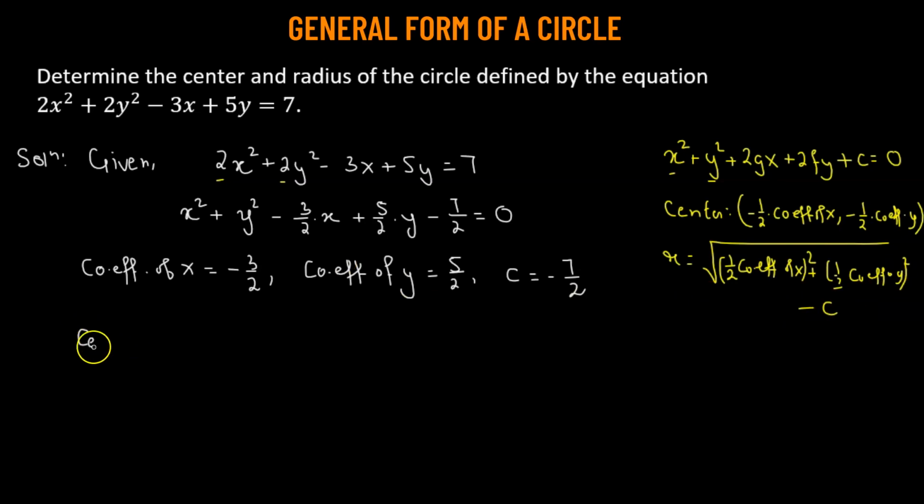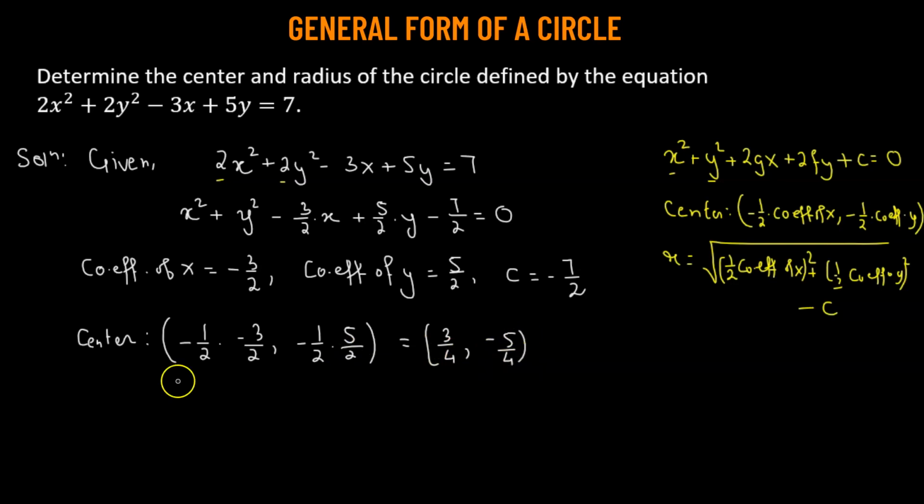Our center is going to have the coordinates: first we take negative half and multiply it by the coefficient of x, which is negative 3 over 2. Coming to the y coordinate, we take negative half and multiply it by the coefficient of y, which is positive 5 over 2. This gives us an x value of 3 over 4, and the y coordinate will be negative 5 over 4. Now that we have the center, let's compute the radius.